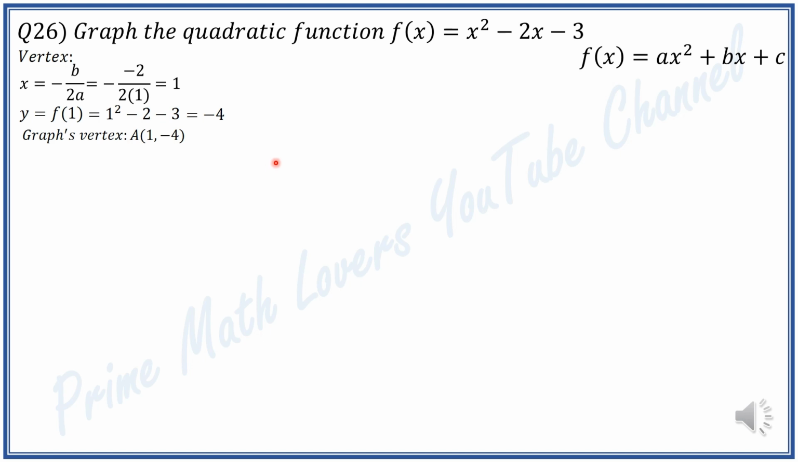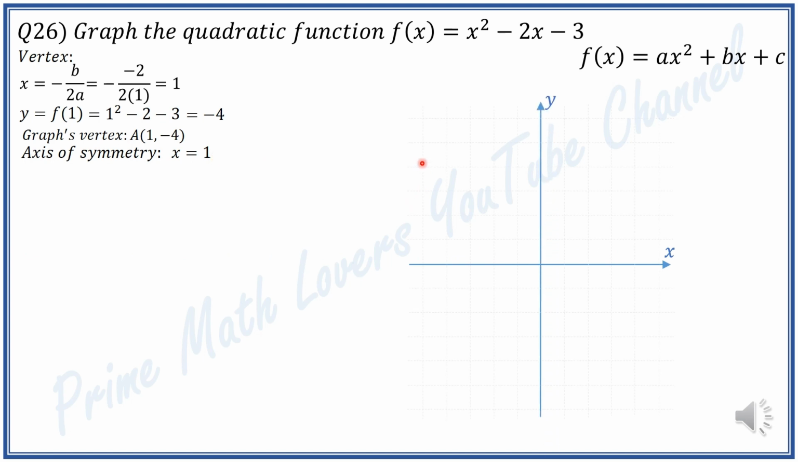The other key feature is the axis of symmetry. The axis of symmetry is a vertical line that passes through the vertex. Because it's a vertical line, we can show it with x is equal to something, and because it passes through the vertex, and the x of the vertex is 1, the axis of symmetry in our equation is x is equal to 1.